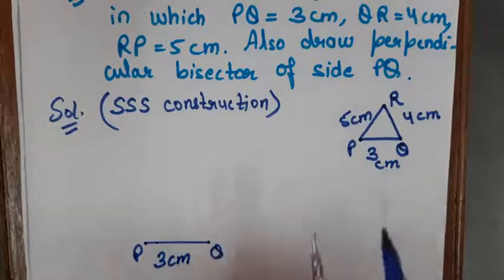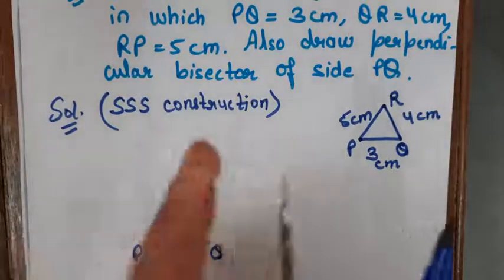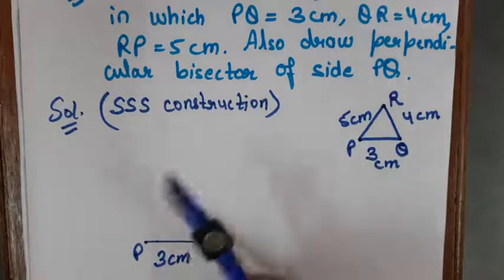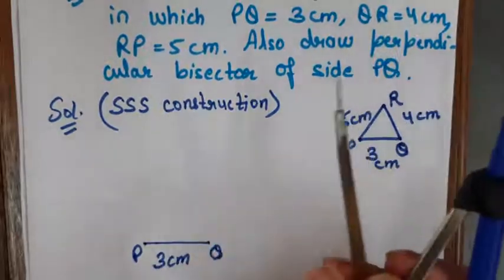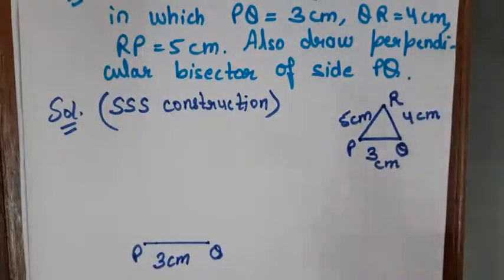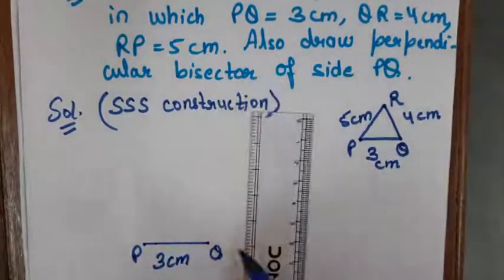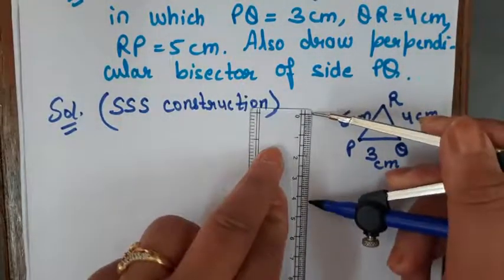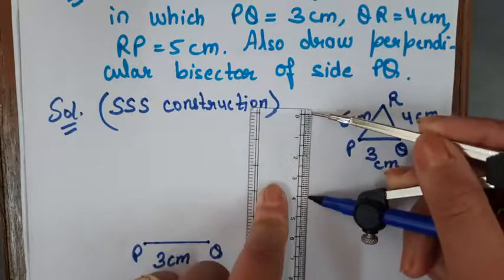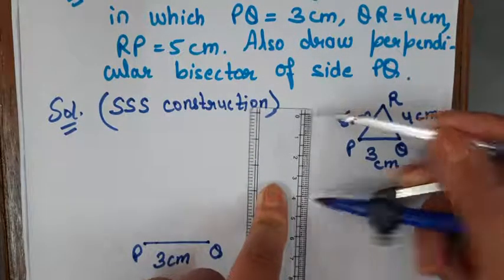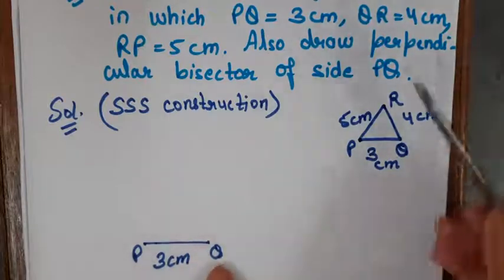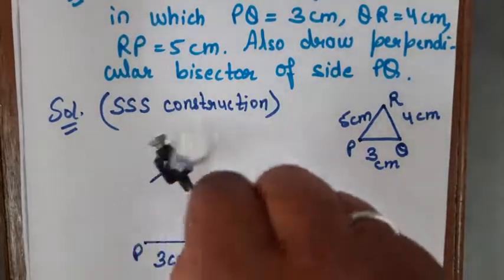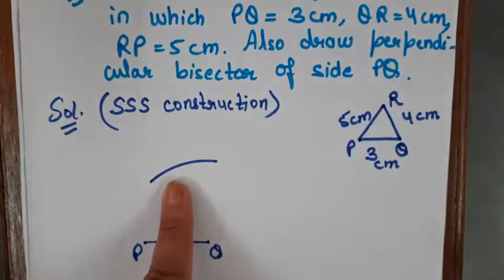From point Q you will place your compass tip at Q point and draw an arc to get the point R, right? But how much do we have to open the compass? 4 cm first. So open your compass, 0 on the compass tip and up to 4 you will open. This is 4 cm, right? Now place it at Q. QR we need 4 cm. So place it at Q and draw an arc like this.